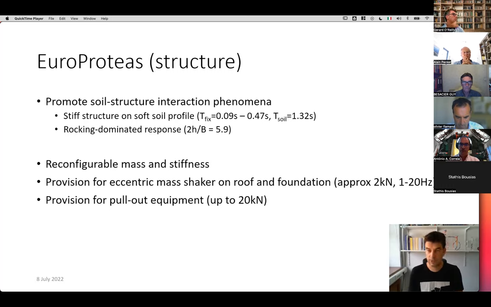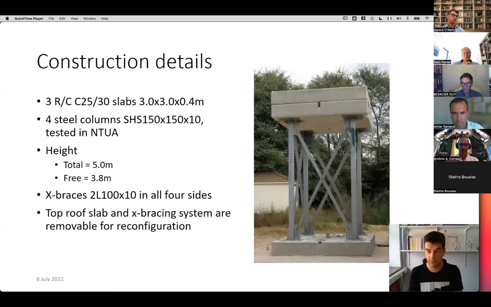The structure of EUROPROTEAS was initially conceived to be rocking dominated. And this is why the aspect ratio of the structure is around 6. So basically, the structure has a reconfigurable mass and stiffness. There is provision for eccentric mass shaker on roof and on the foundation. And there is provision on the structure for pull-out equipment and to apply forces up to 20 kilonewtons.